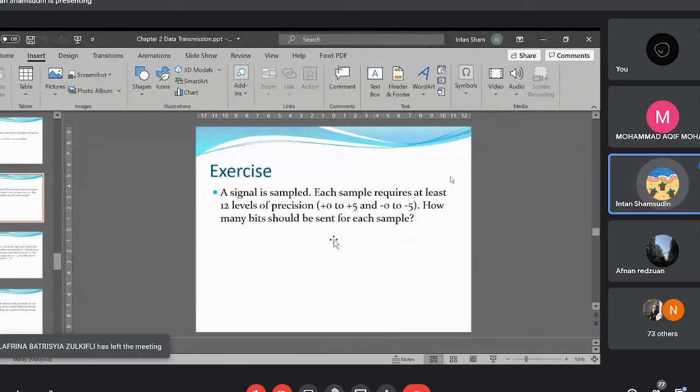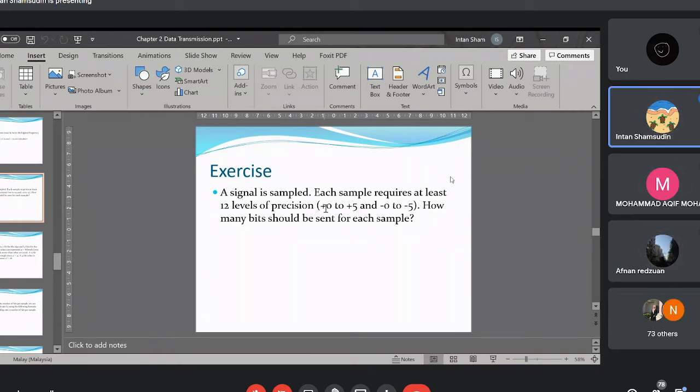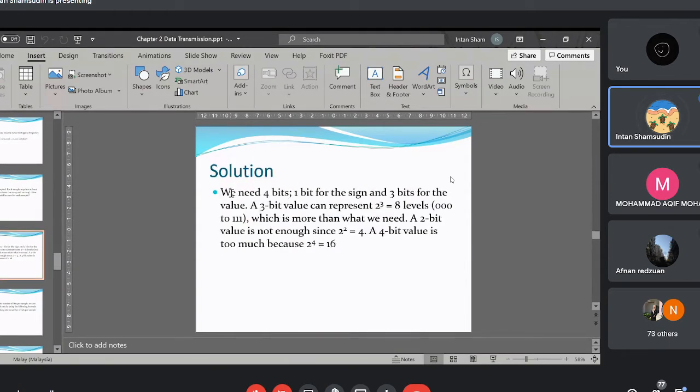So basically ni kan dia ada amplitude punya vertical line and then frequency of the signal lah kan. Okay. So from 0 dia punya maximum power volt dia adalah +5. And then minimum power dia adalah -5. So from 0 to +5 and then back to -5 is 10 level. Alright. So dekat sini dia kata each sample requires at least 12 levels of precision. Okay, how many bits should be sent for each sample? Okay, how many bits? Alright. So jawapan dia we need 4 bits.